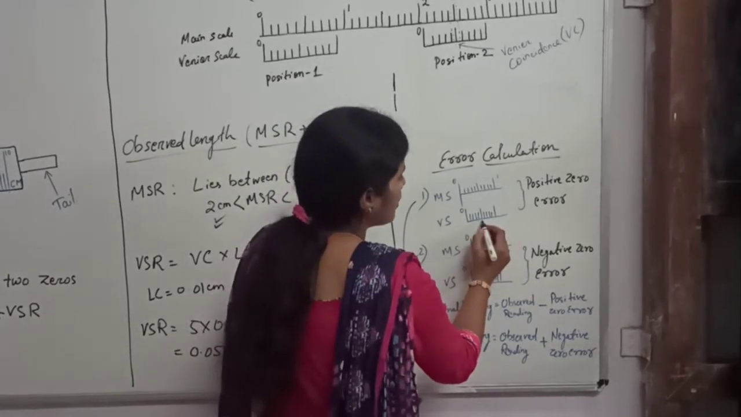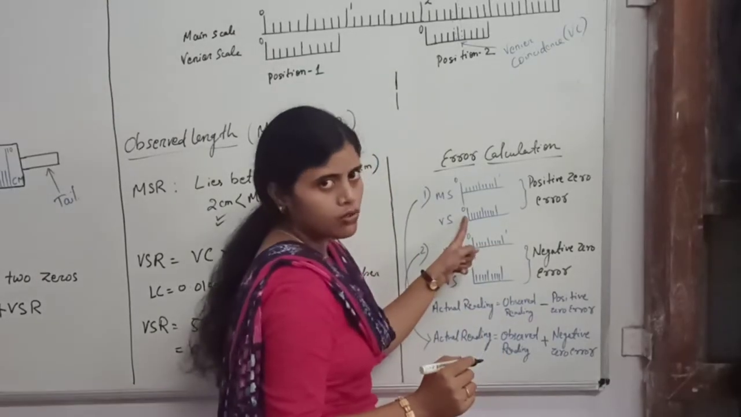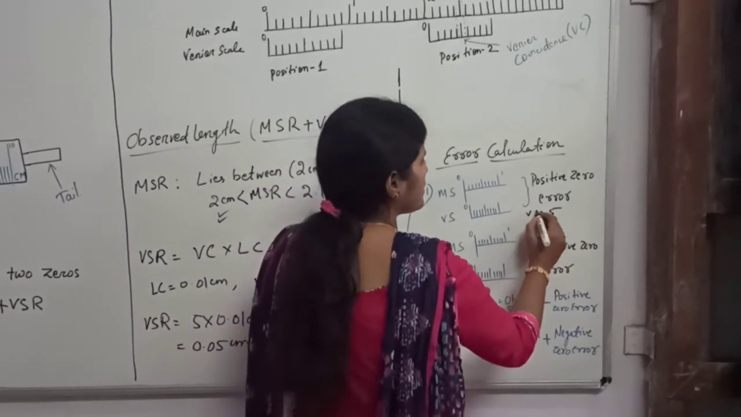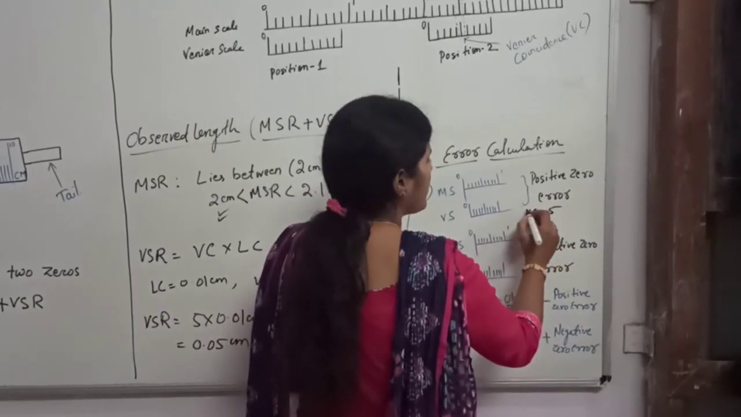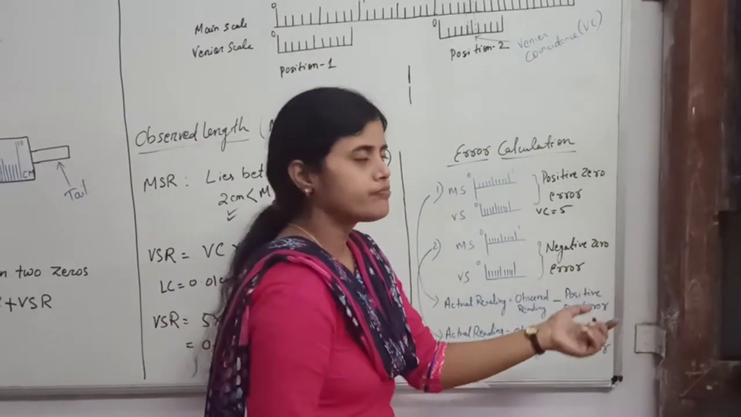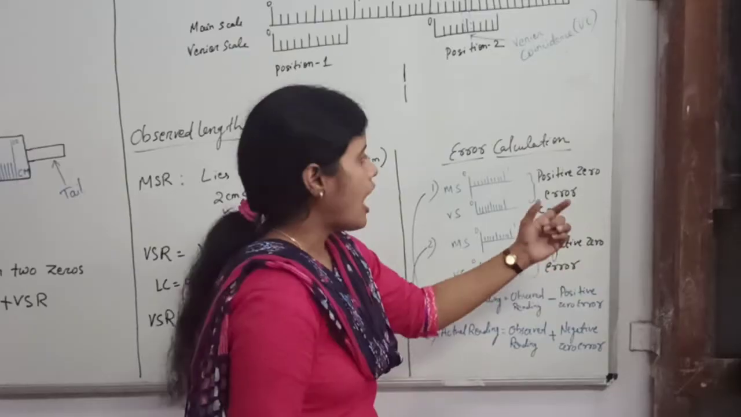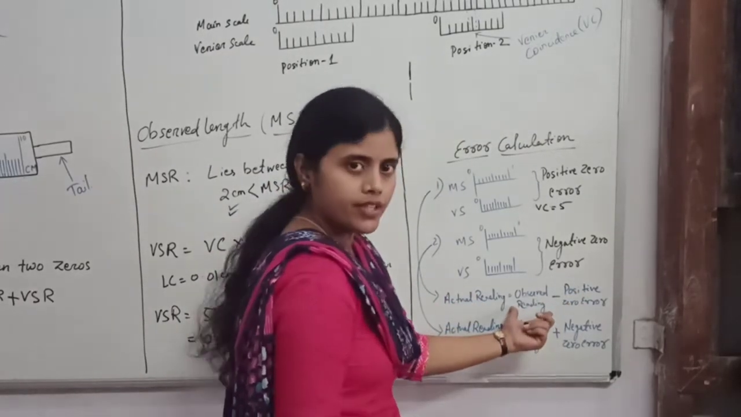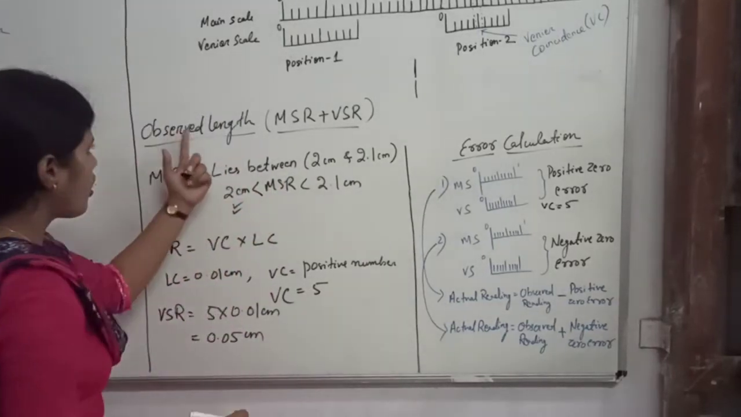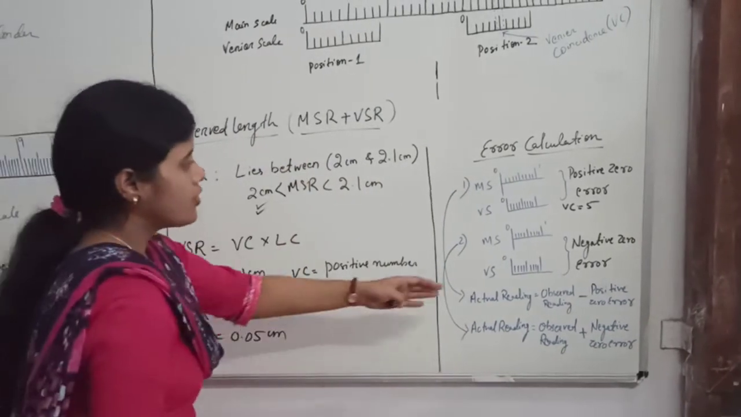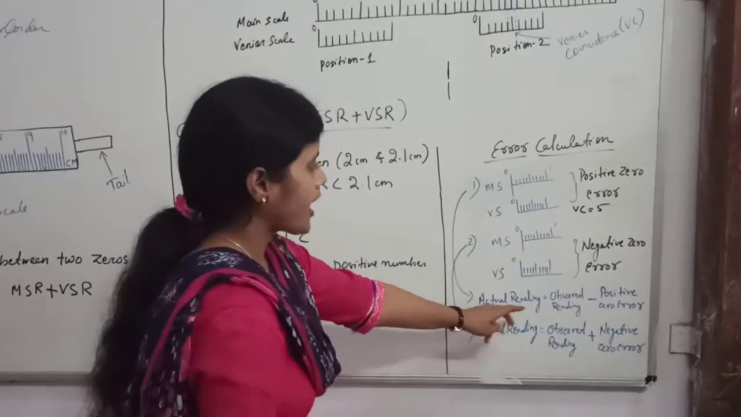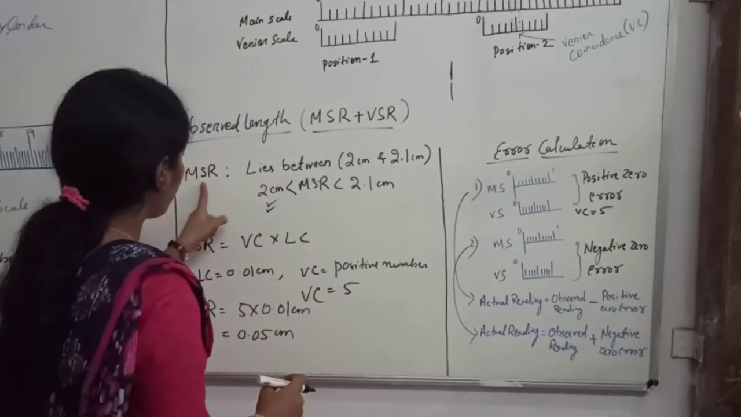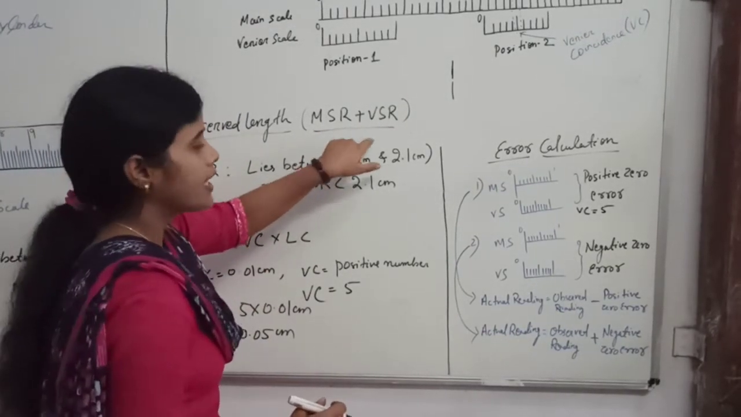So you will count 1, 2, 3, 4, 5. You don't have to count the 0. So here VC is 5. You will multiply 5 with the least count and you will get the value of the positive error. After getting the positive error, you have to subtract it from the observed reading. I have already told you how to find the observed length or observed reading. You will simply subtract the positive error from that and you will get the actual reading. If no error is there, then MSR plus DSR, after adding, is the final answer.